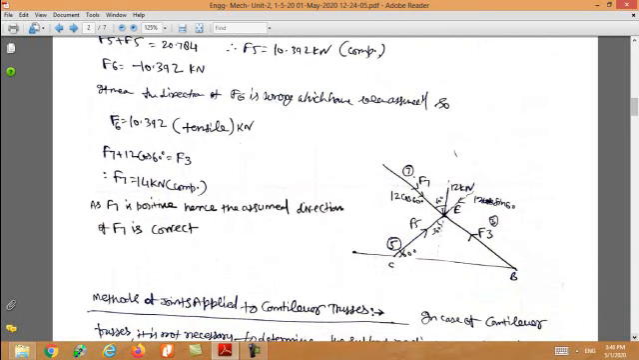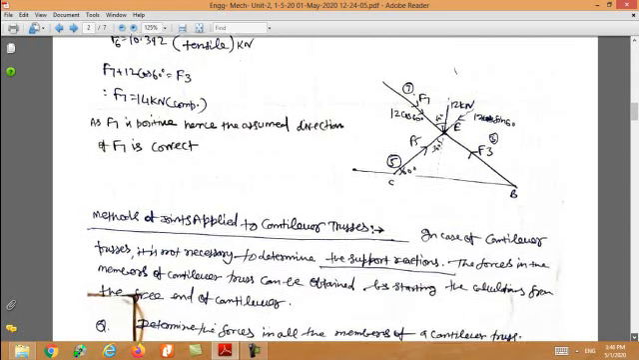By the same process you can take the other joints and obtain the other values.